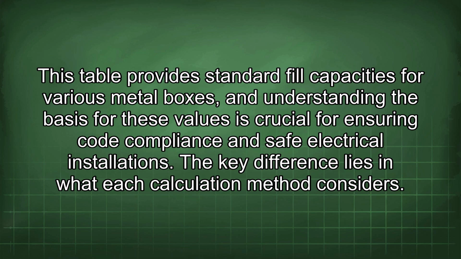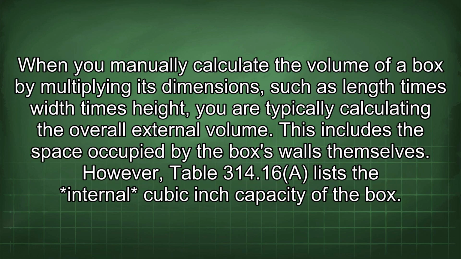The key difference lies in what each calculation method considers. When you manually calculate the volume of a box by multiplying its dimensions, such as length times width times height, you are typically calculating the overall external volume. This includes the space occupied by the box's walls themselves.